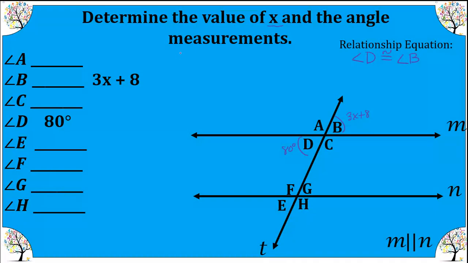equation. So angle D is 80 and angle B is 3x plus 8, or we could have written this in the other order. And now to find the x value, we're going to solve. So we're going to subtract, we'll get 72 equals 3 times x. We're going to divide by 3. And the x value, because it says find the value of x, is going to be, I believe, 24.